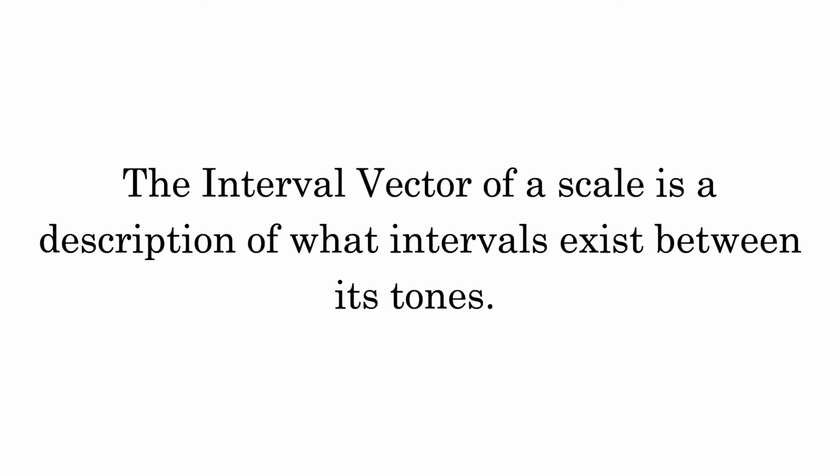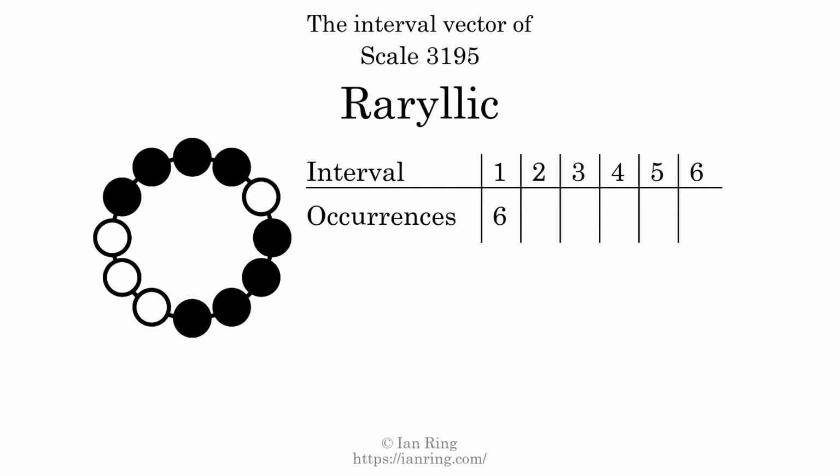The interval vector of a scale is a description of what intervals exist between its tones. There are 6 intervals with the size of 1 semitone. They are here, here, here, here, here, and here. There are 5 intervals with the size of 2 semitones. They are here, here, here, here, and here.